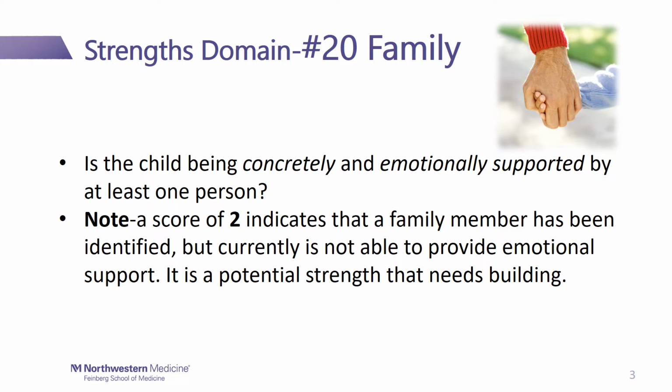There are known family members, but currently the child cannot rely on them for support. Note that a 2 on this item indicates that the family members have been identified, but currently are not able to provide emotional support. It's a potential strength that needs building. And a 3 is no strength. There are no known family members.